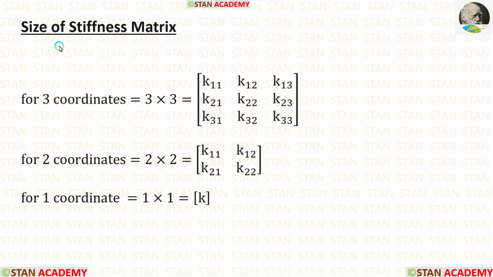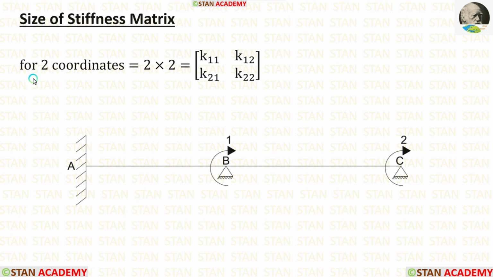Now let us see the size of the stiffness matrix. For 3 coordinates, the size will be 3 cross 3. For 2 coordinates, the size will be 2 cross 2. For 1 coordinate, the size will be 1 cross 1. In this analysis, there are 2 coordinates, so the size will be 2 cross 2. Inside the matrix, there will be 2 rows and 2 columns.